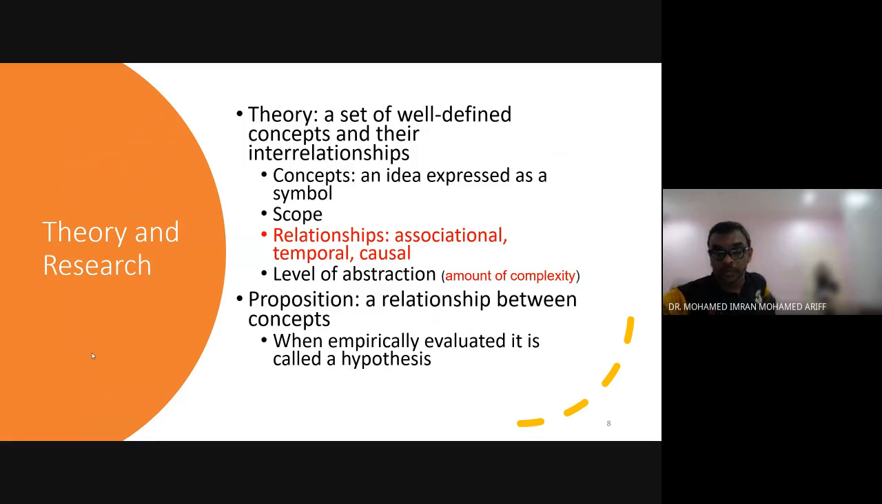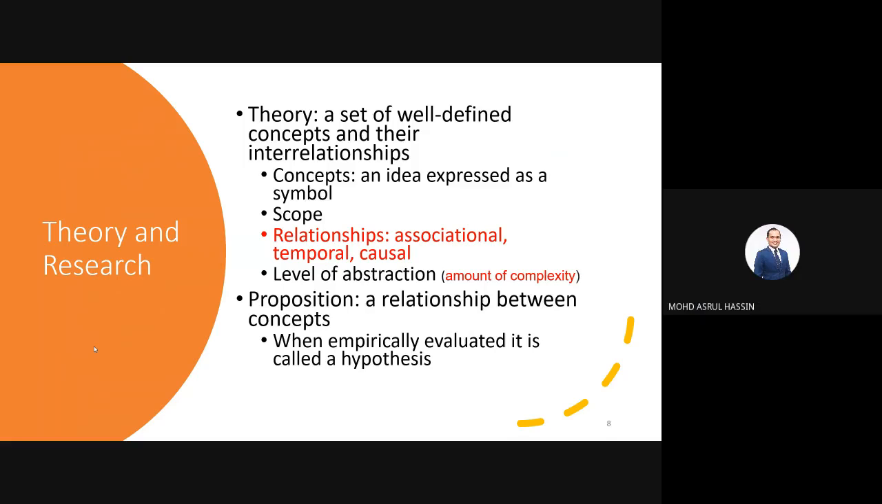Oh, macam YB cakap. Adakah Encik Azrul faham? Faham, betul, faham.